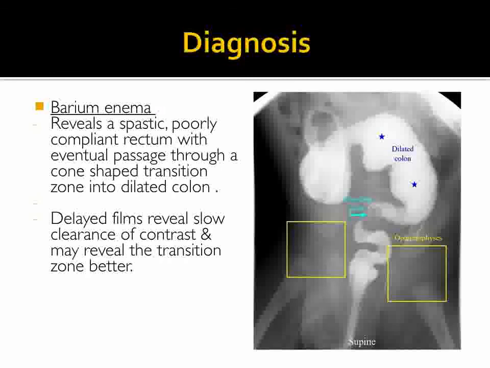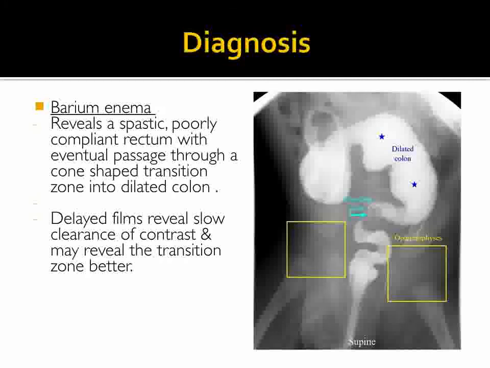So we have three zones. The dilated colon, that is the normal ganglionic colon, and then the transition zone. The transition zone, this is the funnel part. This is the intermediate zone between the dilated and collapsed segment. This zone usually has a few ganglion cells. We call it hypoganglionic. And the distal collapsed and spastic segment, this is the aganglionic segment.